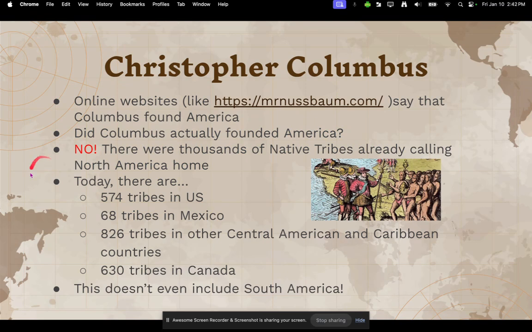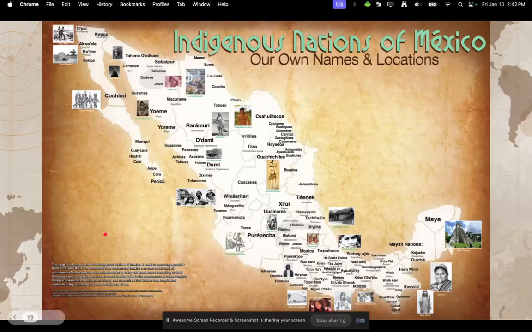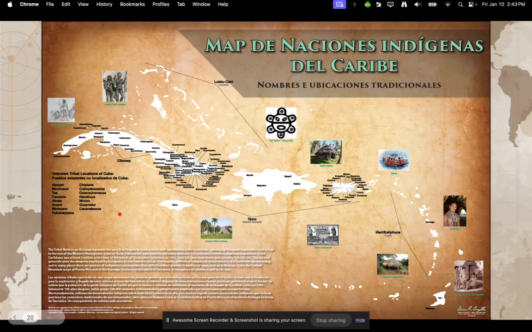Today, just to put it in perspective, there are 574 tribes in the United States, 68 in Mexico, 826 in Central America and the Caribbean countries, and 630 in Canada. And that does not even include the South American countries. So here is a map of all the native tribes today in the United States, and the Native American tribes today in Mexico. And then in the Caribbean as well.